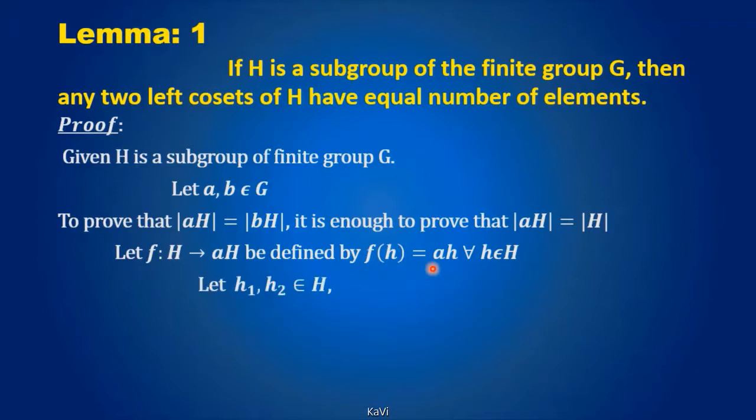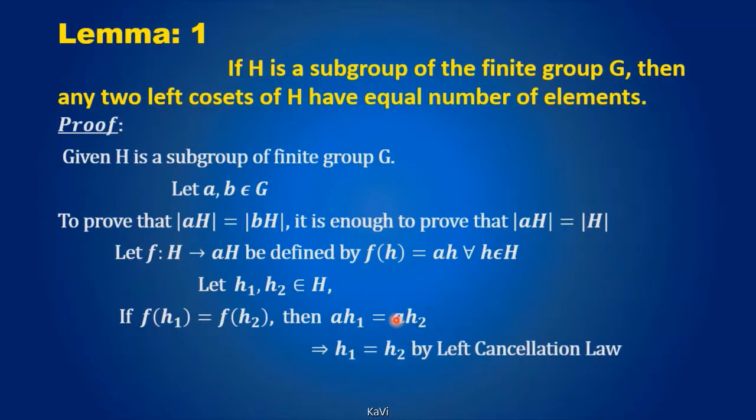Then if you take two elements h1 and h2 in H, then if f of h1 is equal to f of h2, then by the definition of f, you will have ah1 equal to ah2. So all these elements belong to the group G, and in a group we have the left cancellation law. These two elements are equal, so a can be cancelled, so we will have h1 is equal to h2. So we have taken two images to be equal and found that the pre-images are also equal for this function f. So the function f is a one-to-one function.